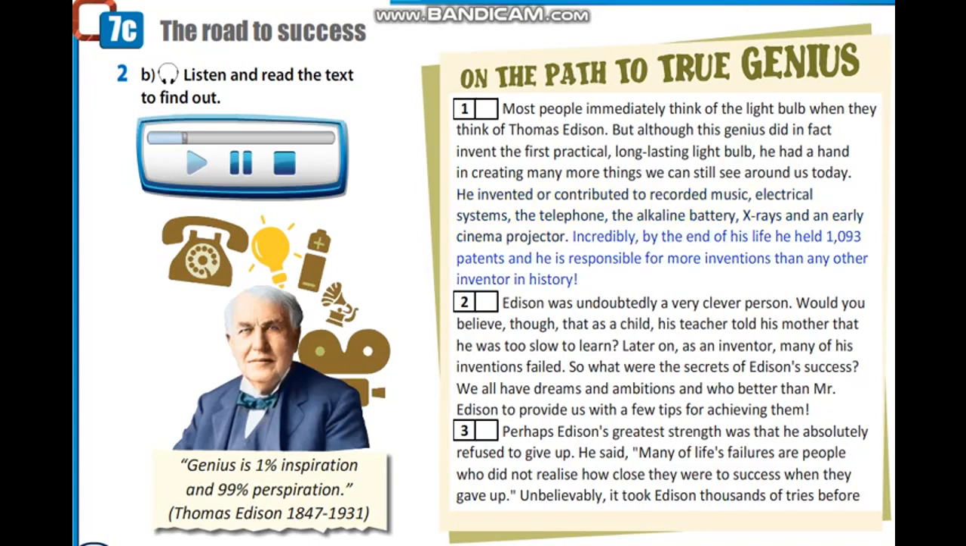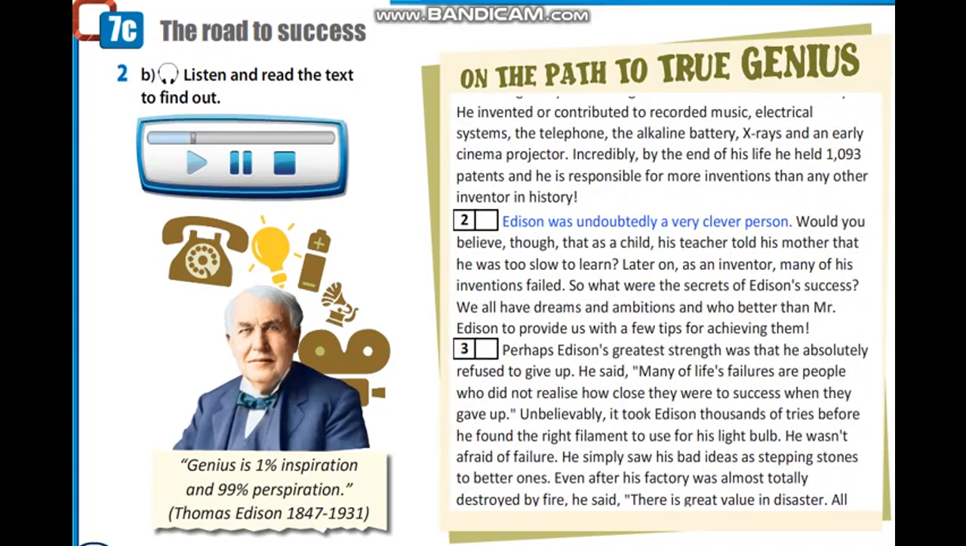Incredibly, by the end of his life, he held 1,093 patents, and he is responsible for more inventions than any other inventor in history. Edison was undoubtedly a very clever person. Would you believe, though, that as a child his teacher told his mother that he was too slow to learn?